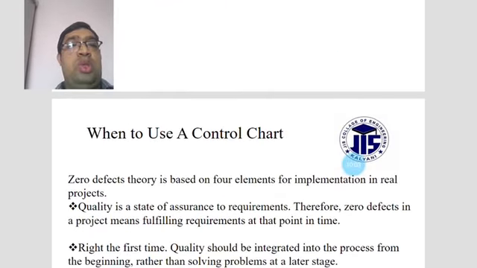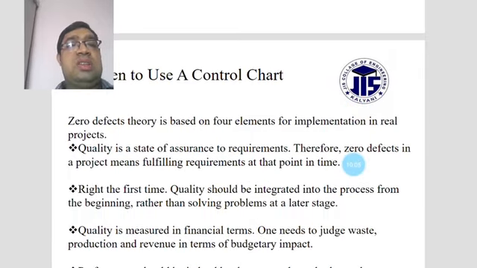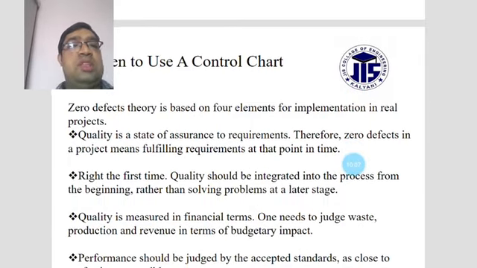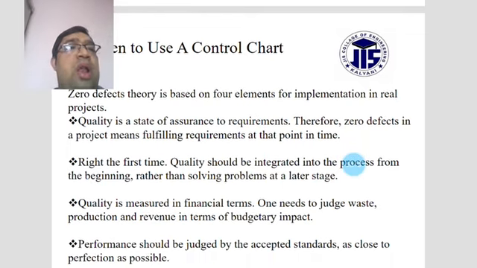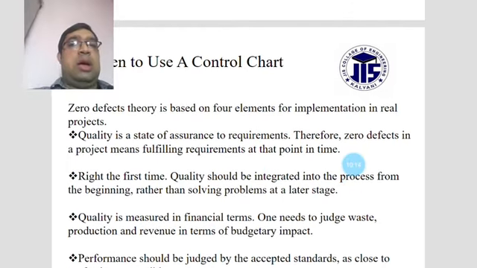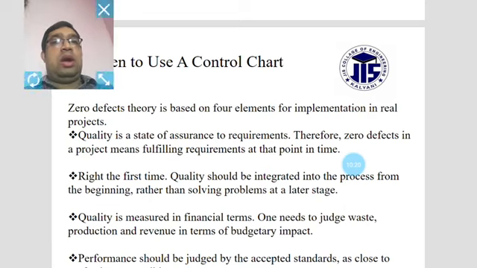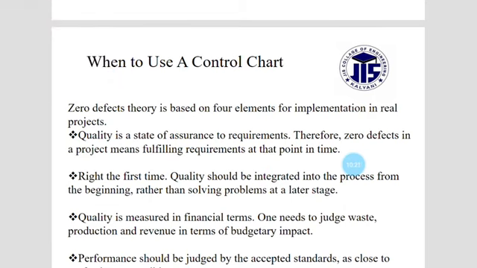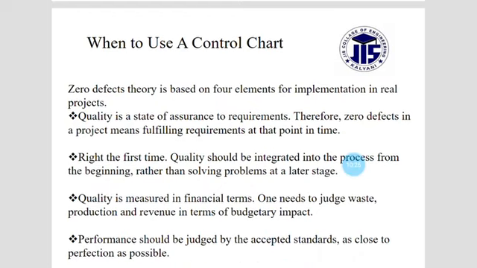The zero defects theory is based on four elements for implementation in real projects. The first is that quality is a state of assurance to requirements. Therefore, zero defects in a project means fulfilling the requirements at that point in time.